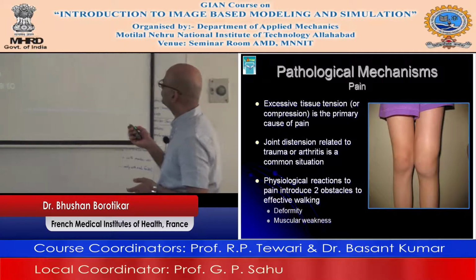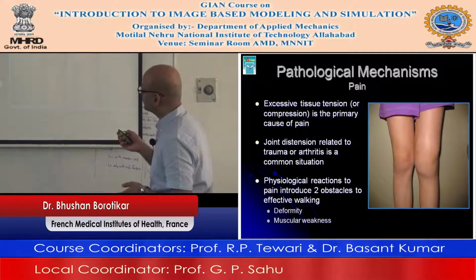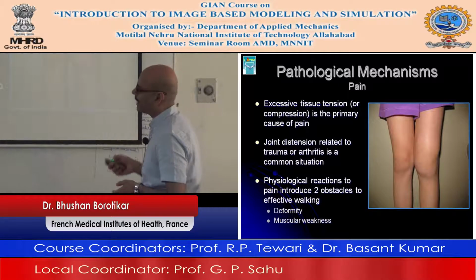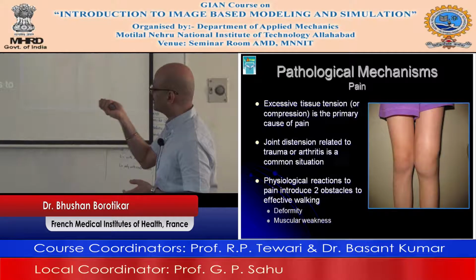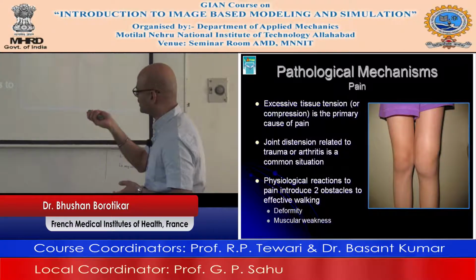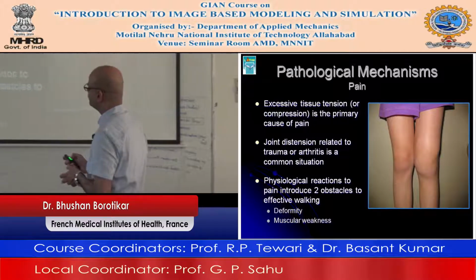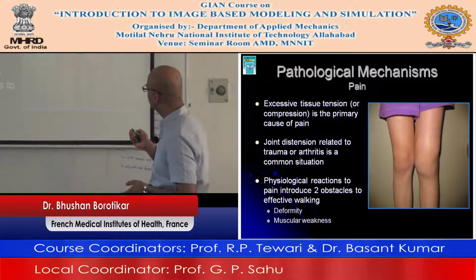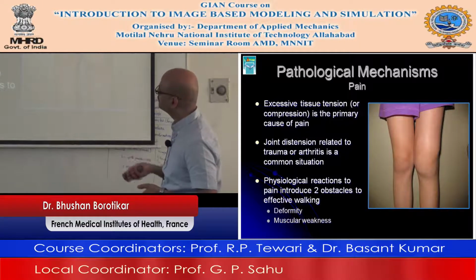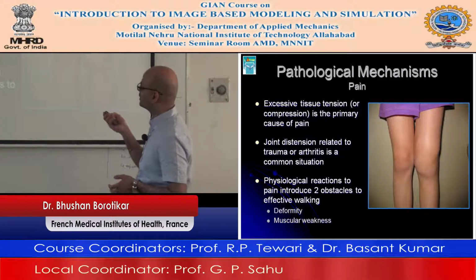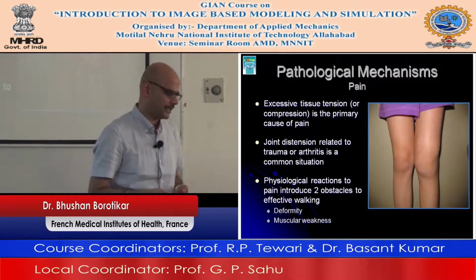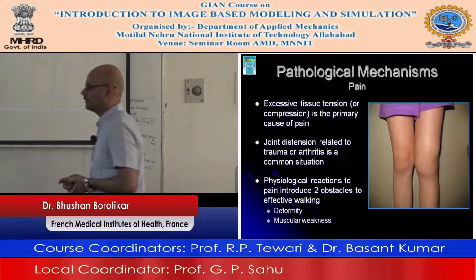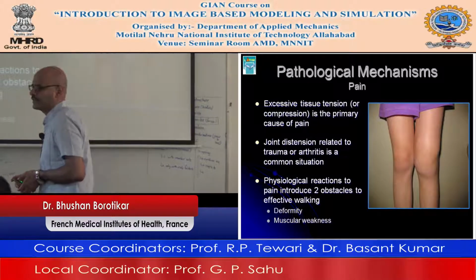Pain. Excessive tissue tension is the primary cause of pain. Joint distension related to trauma or arthritis is a common situation. As you can see, there is a swelling on this leg which is caused by excessive tissue extension. It causes pain. Everybody has pain sometime in your life, yes?